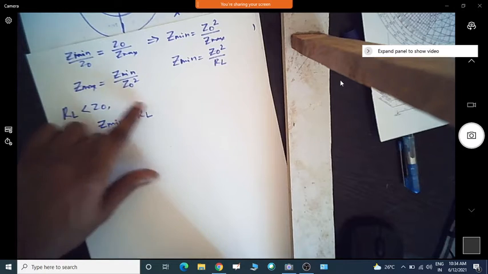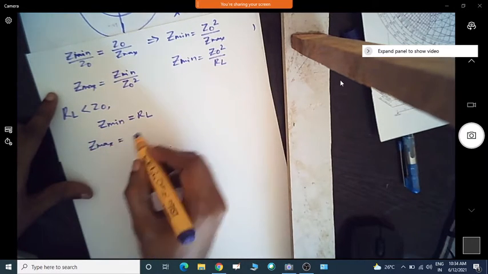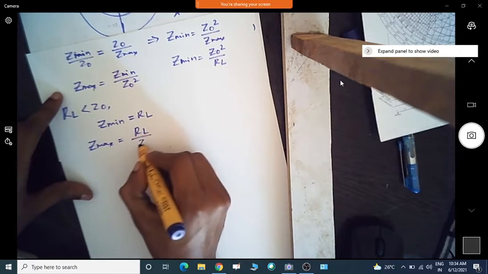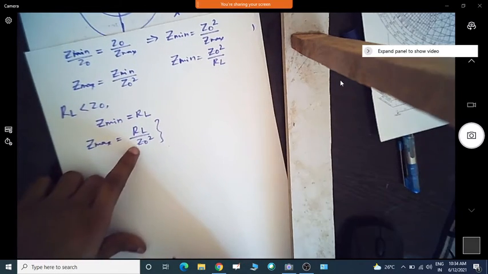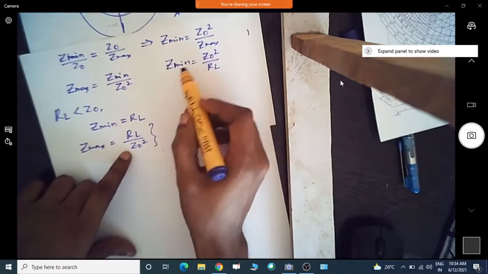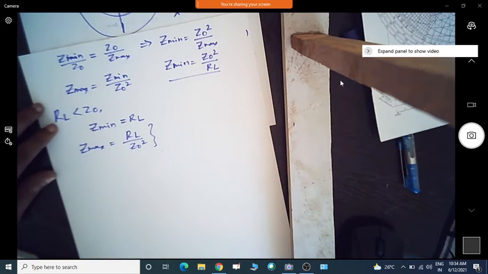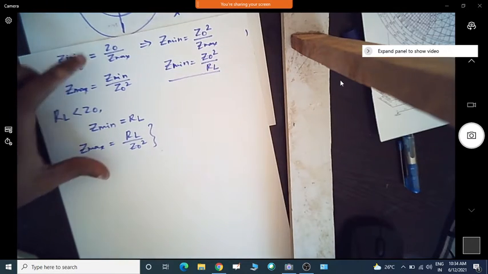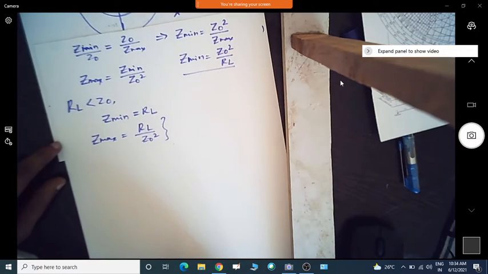Okay, so now if I take that case, you are going to get Z max equal to RL by Z0 square. So in this case the maximum will be RL by Z0 square, and the minimum will be Z0 square by RL. So this is how we can find out the maximum impedance and minimum impedance.